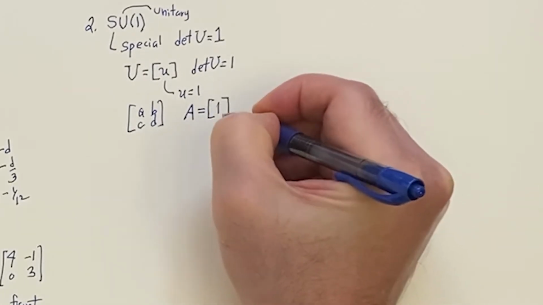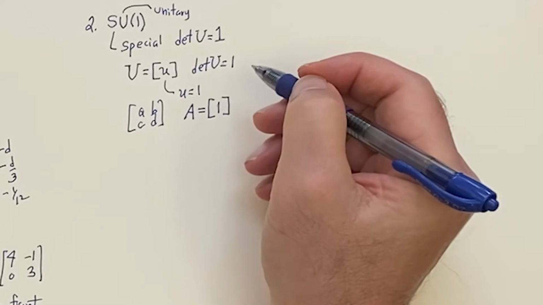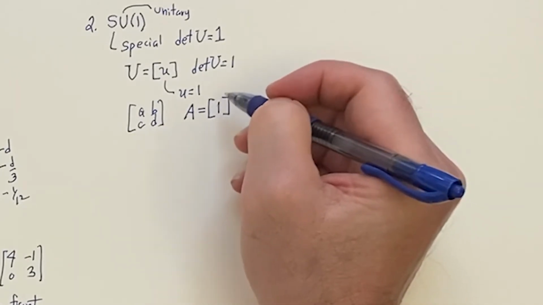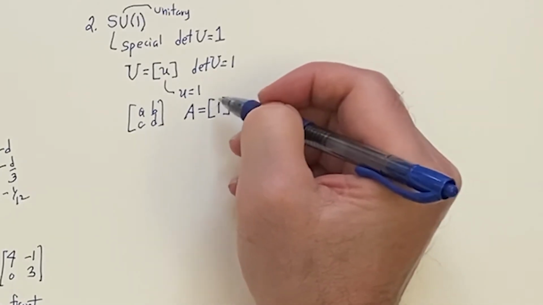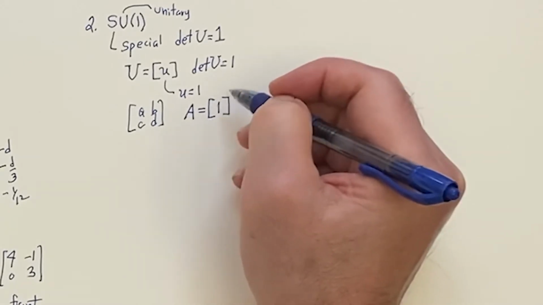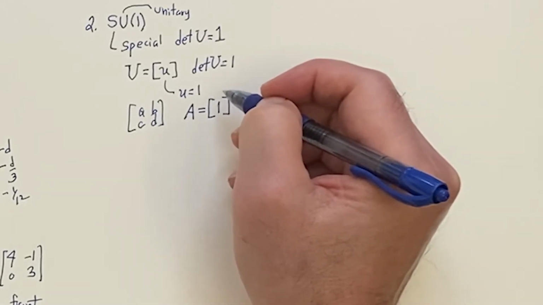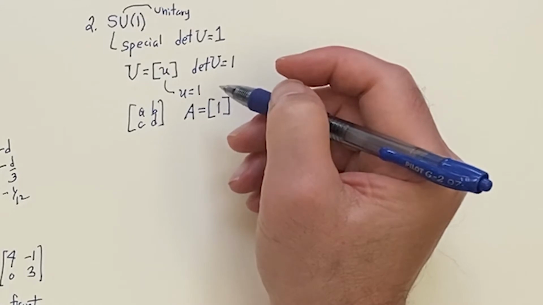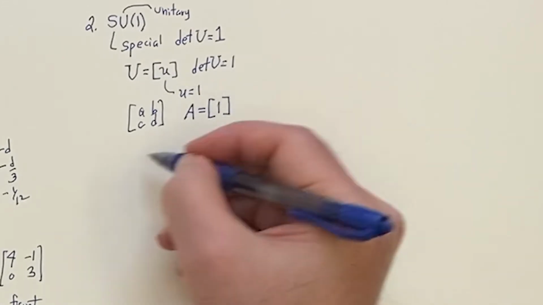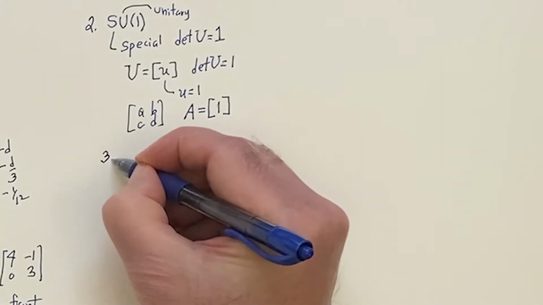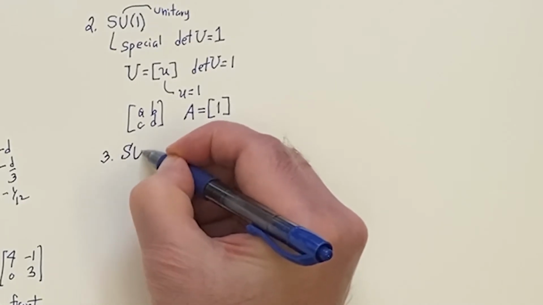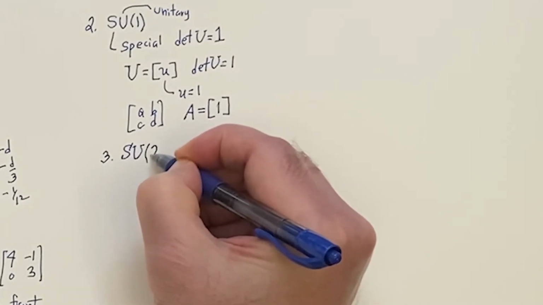That's it. It's one element. If you multiply it by itself, you get the same thing back, so it closes. Association is going to work. It's going to have an inverse, itself. You just have a group with one matrix. It's one matrix in the group. So let's go on here with special unitary groups, 2 by 2.